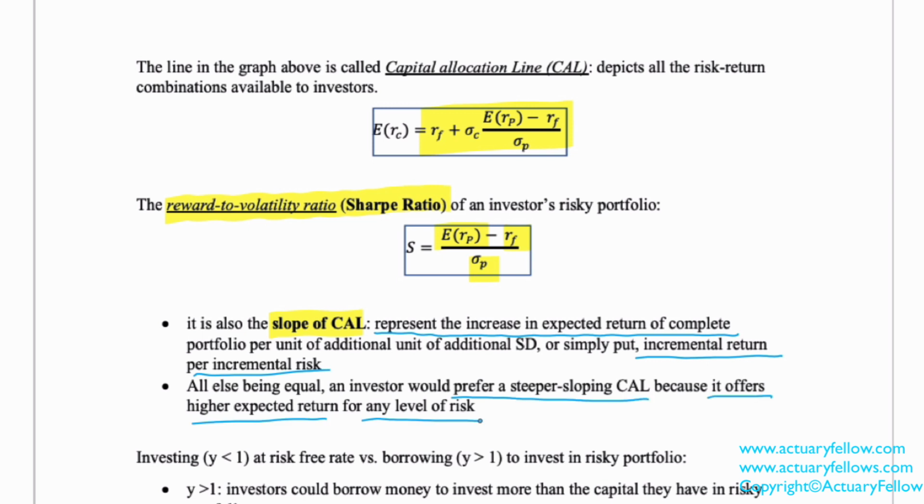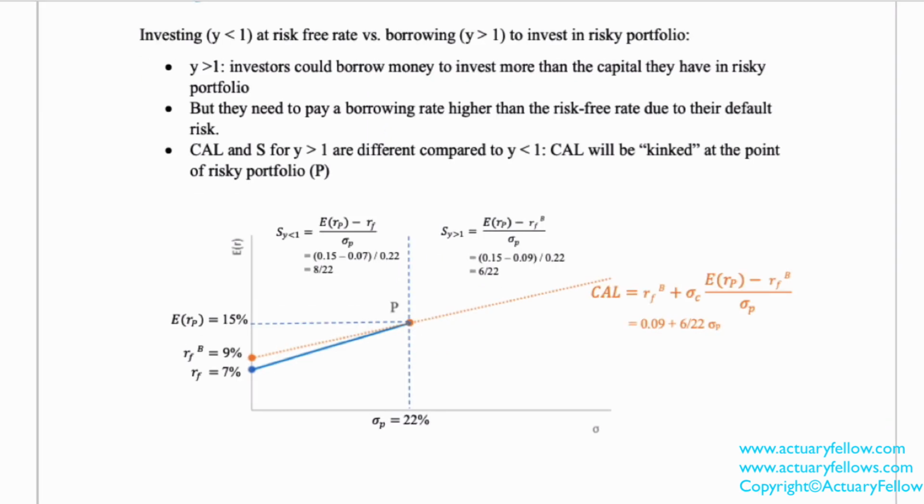Complete portfolios and risky portfolio have the same slope or Sharpe ratio because they lie on the same CAL. We can borrow and invest more than our capital in the risky portfolio. In this case, Y would be greater than 1. These complete portfolios lie on the right of P.